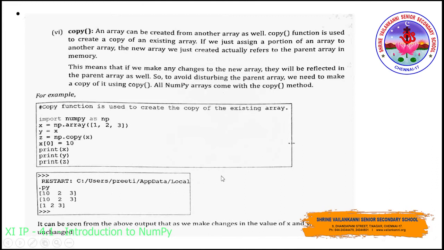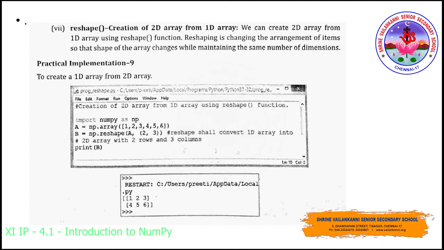Clear? And now the reshape method. If we wanted to create a 2D array, that is a two-dimensional array, from a one-dimensional array, we can make use of this reshape function. So from a one-dimensional array, it is possible to create a two-dimensional array by just making use of this reshape method. And usually shape means we will specify the dimension, right?